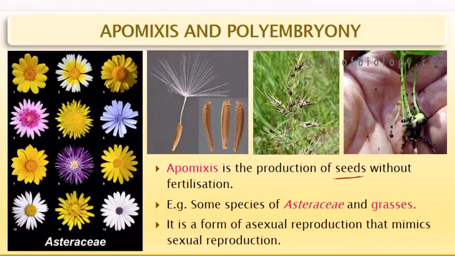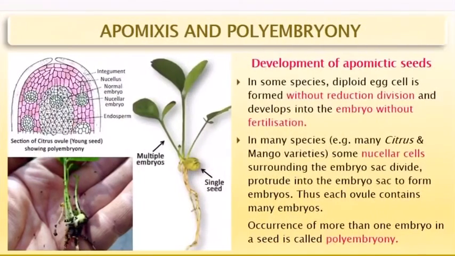And then there is something called apomixis. This is the production of seeds without fertilization. Now here see, there we said fruit, parthenocarpy. Apomixis, seeds. You must remember this. So apomixis is the production of seeds without fertilization. Example, some species of Asteraceae, you can see here, Asteraceae and grasses. It is a form of asexual reproduction that mimics sexual reproduction. That is the significance of apomixis, development of seeds without fertilization.